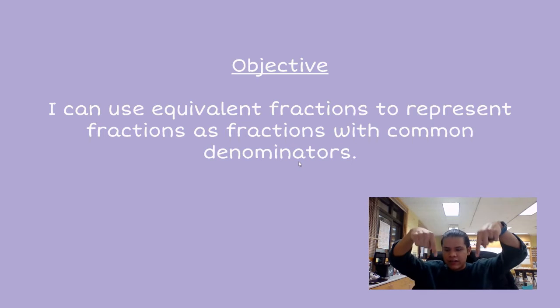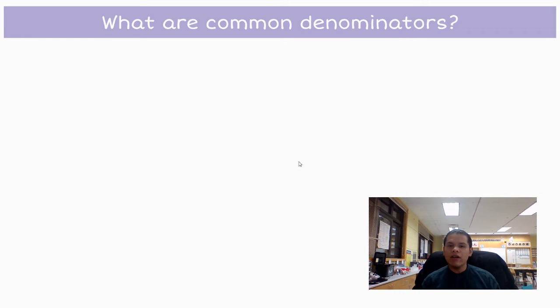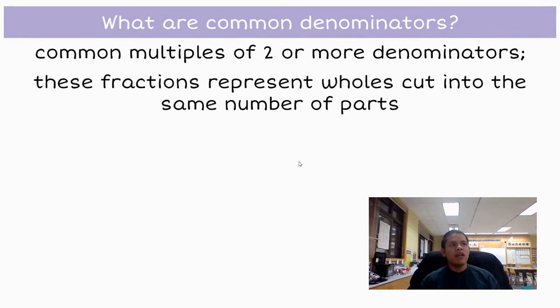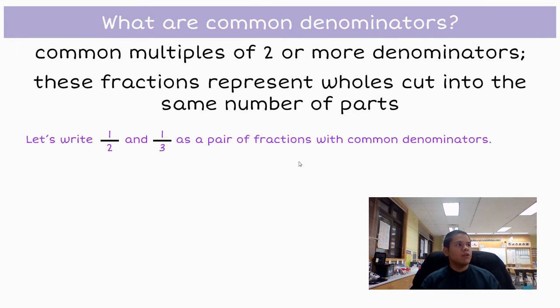Remember, denominators are down in the bottom. So, what are common denominators? They are common multiples of two or more denominators. These fractions represent wholes cut into the same number of parts. So, let's write 1/2 and 1/3 as a pair of fractions with common denominators.